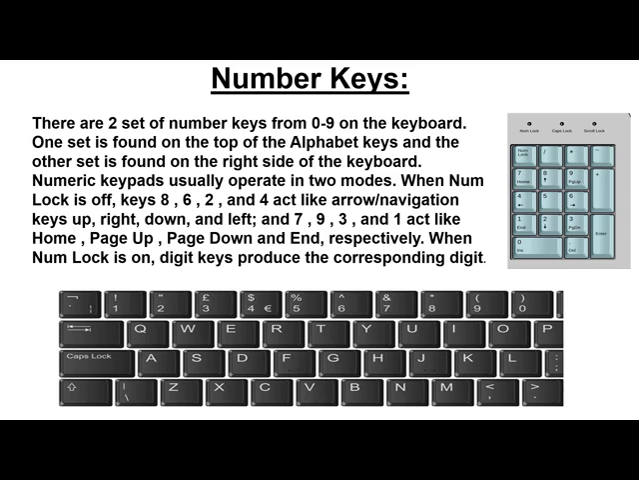When you turn it off, keys 8, 6, 2 and 4 act like arrow navigation keys like up, down, right and left. And 7, 9, 3 and 1 act like home, page up or page down and end the page respectively. When number lock is on, digit keys produce the corresponding digit. It means when you turn the number lock key on, a yellow light turns on, which lets you know that number lock is on now and you can write any number with the help of those keys.